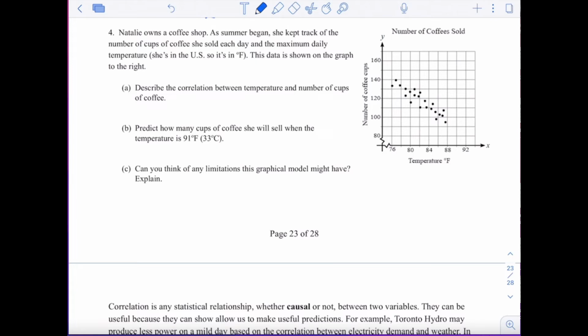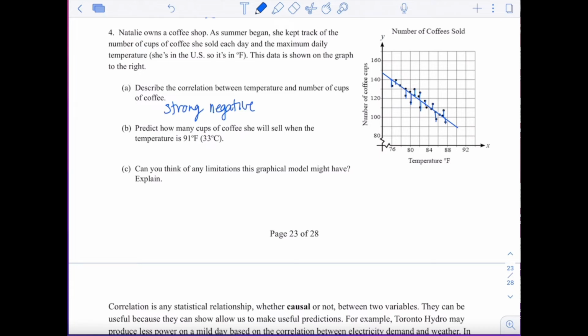So if I were to describe the correlation between temperature and number of cups of coffee, maybe let's draw in a line, and I can see that definitely it's negative. And now I have to decide between weak, moderate, or strong. And if I, again, look at all the points around this, I would think that's a strong negative correlation. It's pretty close to the equation of that line, whatever it would be.